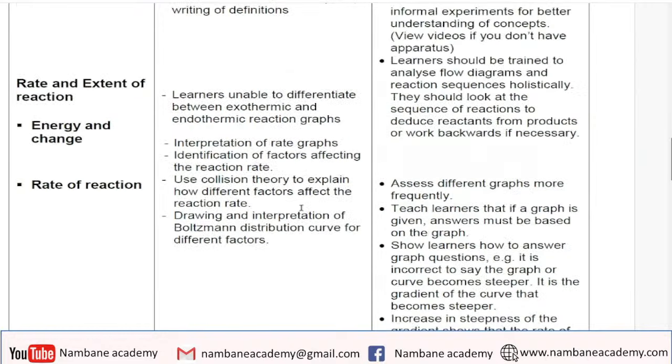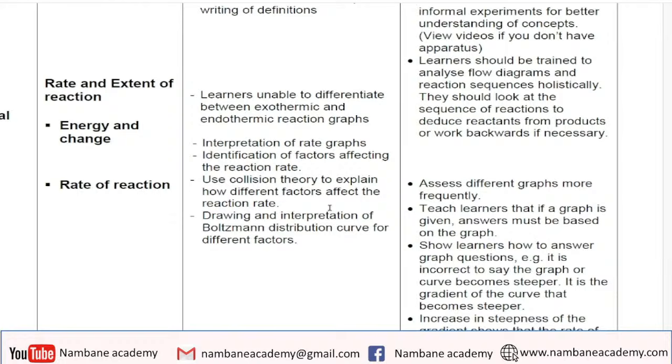Then when we go to chemical change, the rate and extent, energy and change from grade 11. Those things of exothermic and endothermic reaction graphs. From those graphs, we must be able to tell the energy of the reactants, energy of the products, energy of the activated complex, and we must be able to give the enthalpy change, delta H. We must be able to give the activation energy. That is for the forward reaction. And also we must do that for the reverse reaction. Remember, the activation energy of the reverse will not be the same as the activation energy of the forward reaction.